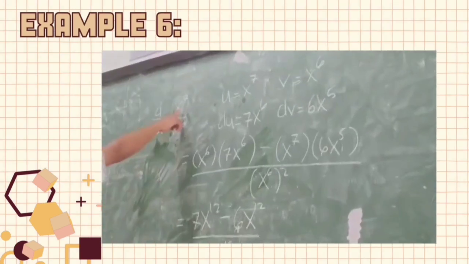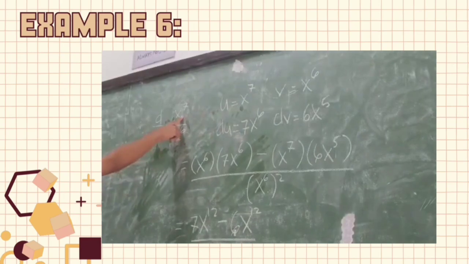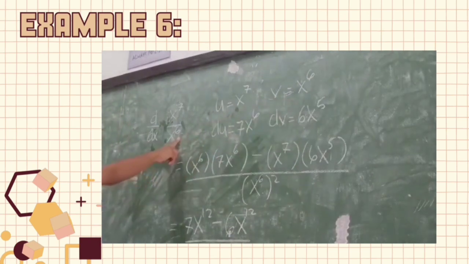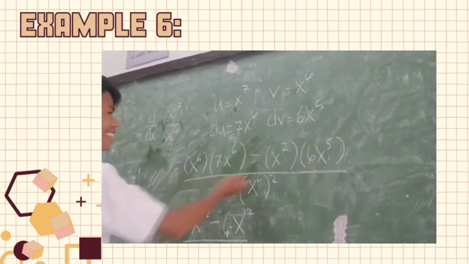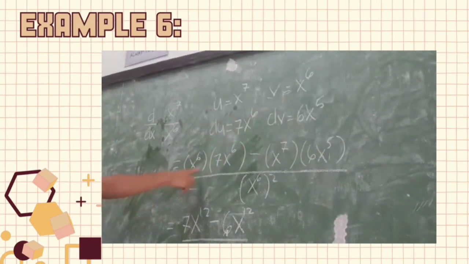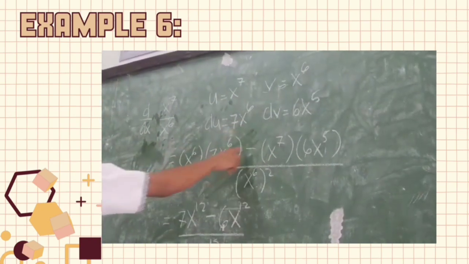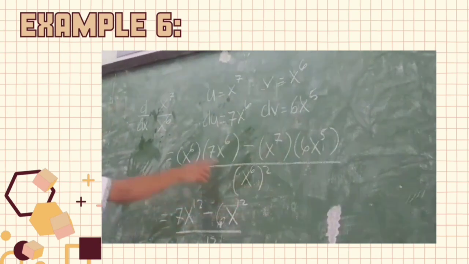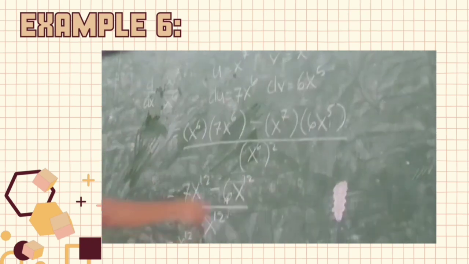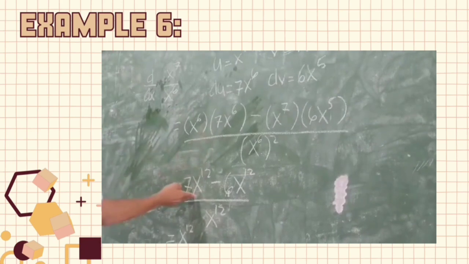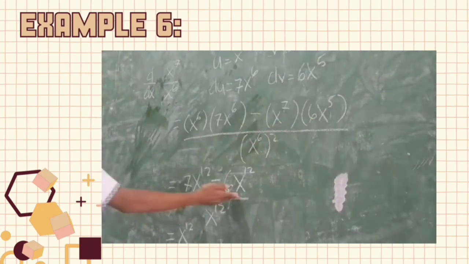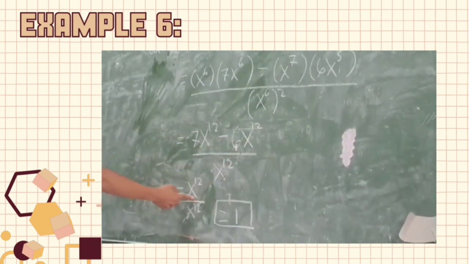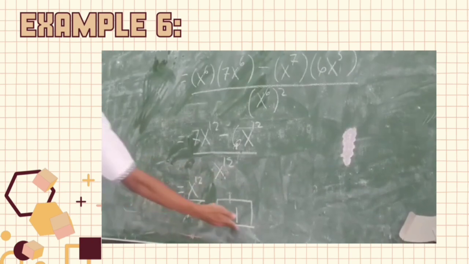u is equal to x raised to 7, du is equal to 7x raised to 6, v is equal to x raised to 6, dv is equal to 6x raised to 5. Let's substitute to the formula v du minus u dv over v squared. x raised to 6 times 7x raised to 6 minus x raised to 7 times 6x raised to 5 over x raised to 6, in parentheses, raised to 2 is equal to 7x raised to 12 minus 6x raised to 12 over x raised to 12, is equal to x raised to 12 over x raised to 12.